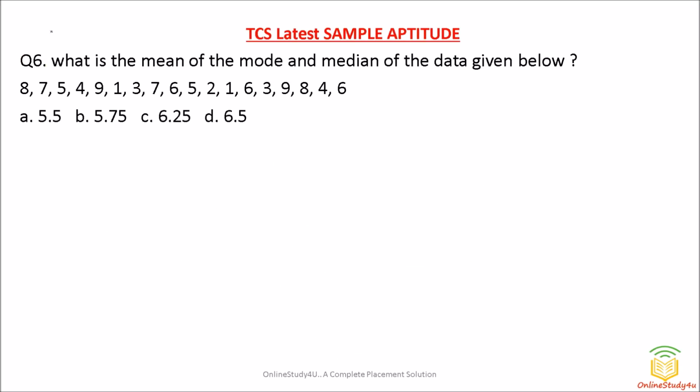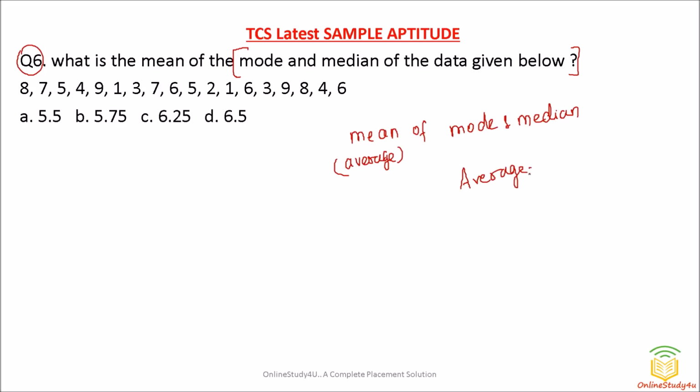Now question number 6. So friends, what is the mean of the mode and median of the given data? So friends, what they're asking, be very careful. Mean means nothing but average. Mean means nothing but average of mode and median, okay, mode and median. So basically the average will become what? So mode plus median divided by 2.